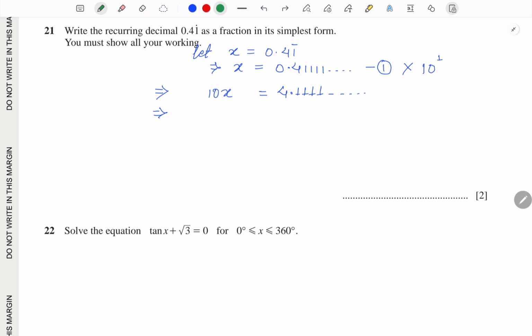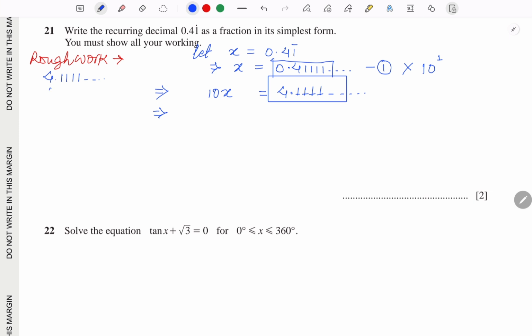Now before moving forward, we need to do some rough work. Let's do it here. This rough work will consist of a subtraction. We need to subtract two numbers. The first one is 4.1111 dot dot dot. We will take this number and write it here, and this will be our second number.